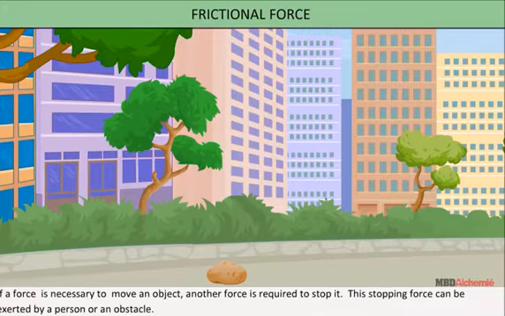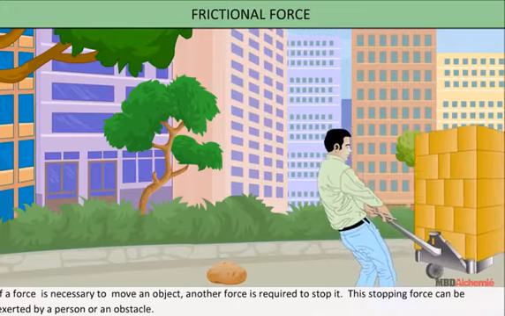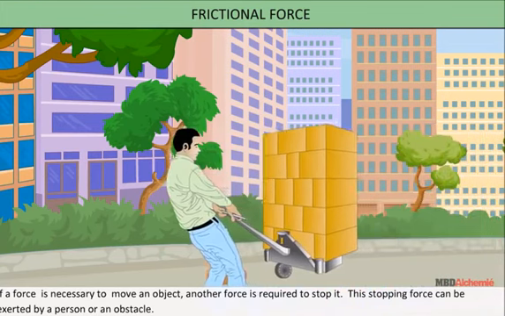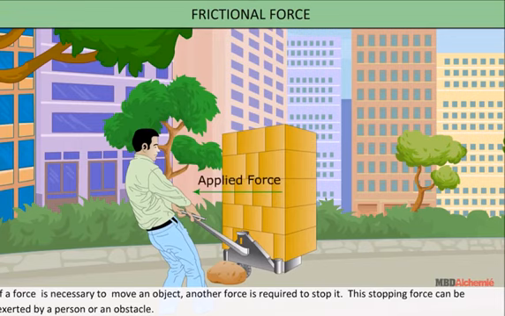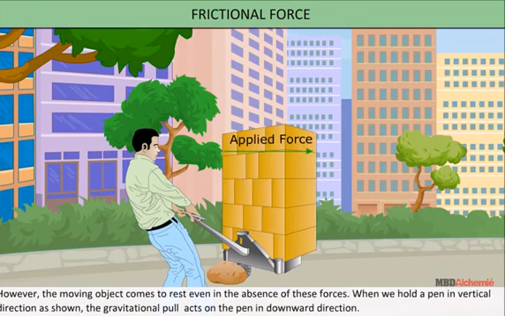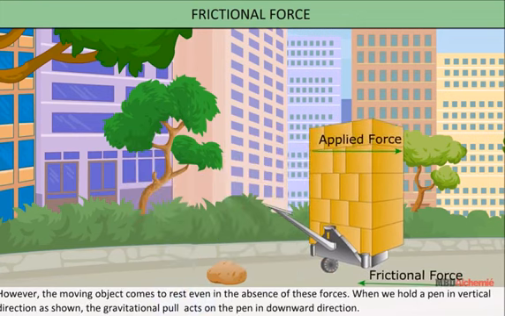Frictional force. If a force is necessary to move an object, another force is required to stop it. This stopping force can be exerted by a person or an obstacle. However, the moving object comes to rest even in the absence of these forces.